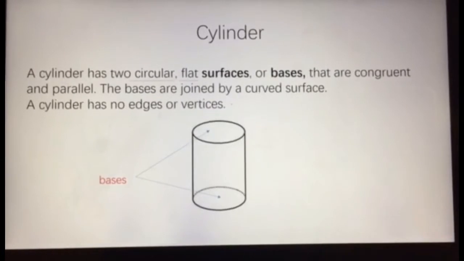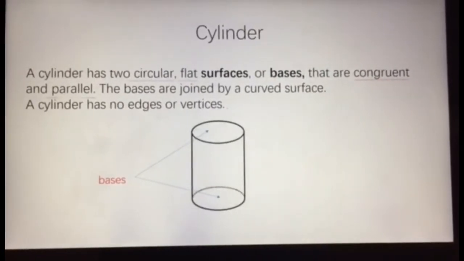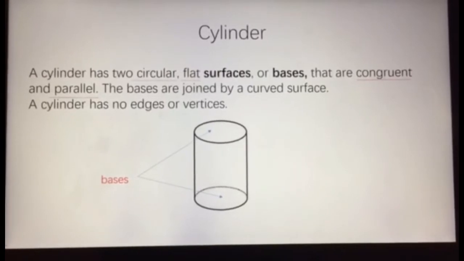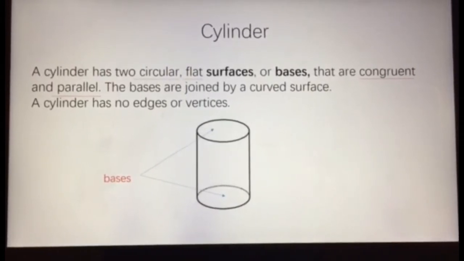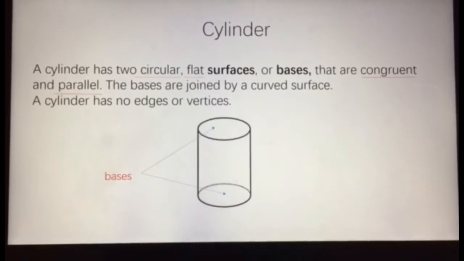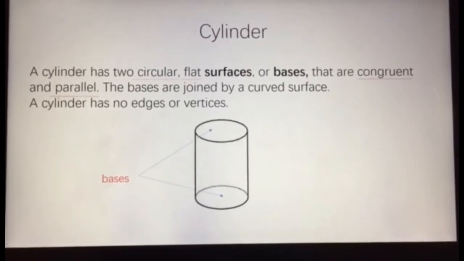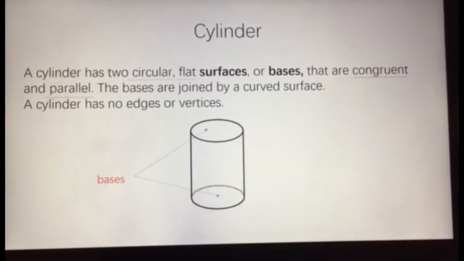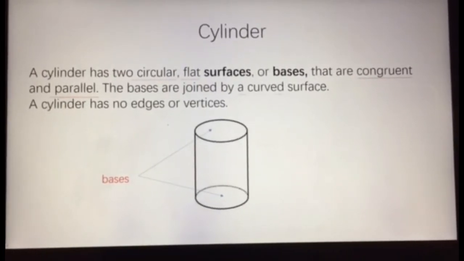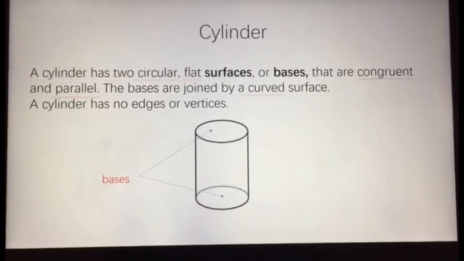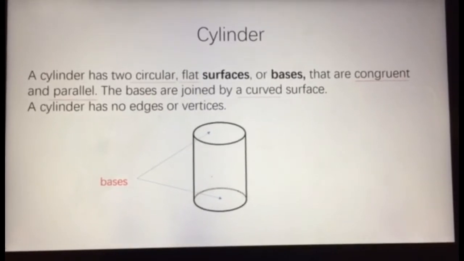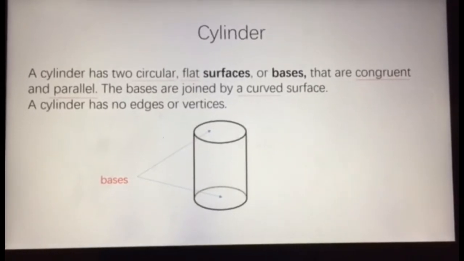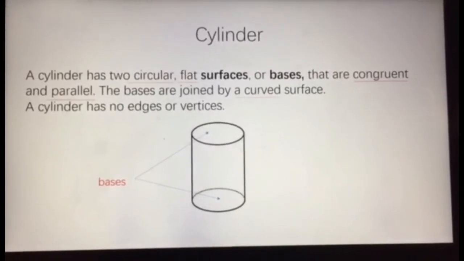And these two bases are congruent and parallel. Congruent means exactly the same. Parallel means you're not going to meet. The distance between these two faces is the same, just like parallel lines. These two bases are joined by a curved surface. Curved means not flat. So this is a cylinder. A cylinder has no edges or vertices. It does not have a straight side or a point.